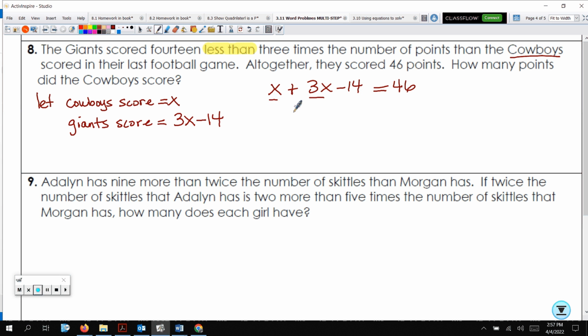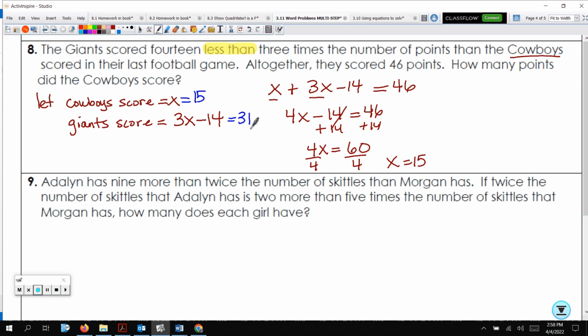Combine like terms. 1x plus 3x, that gives me 4x minus 14 equals 46. Add 14. 4x equals 60. Divide by 4. And x is equal to 15. Okay? So the Cowboys scored 15. And when we plug in 15 to the Giants score, 15 times 3 is 45, minus 14 is 31. All right, what does the question say? What does it want to know? How many points did the Cowboys score? Well, there you go. 15 points.